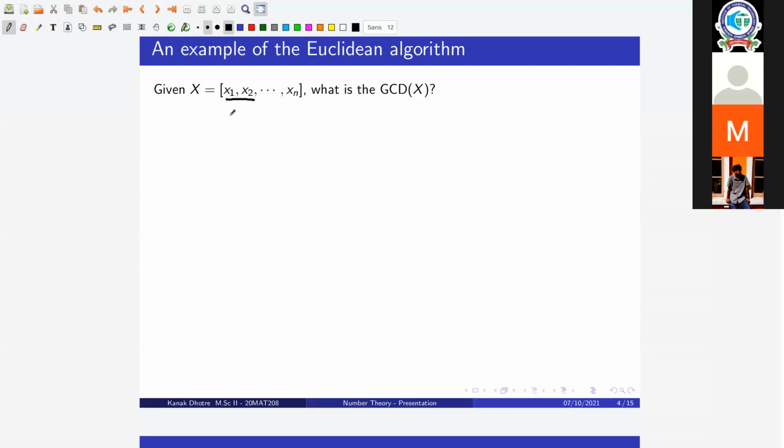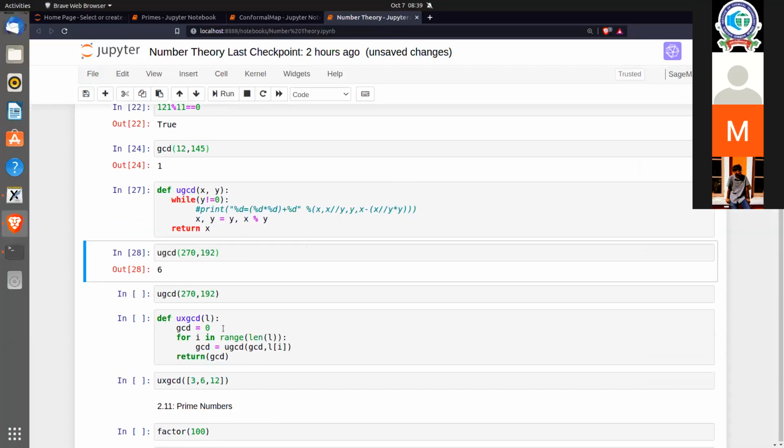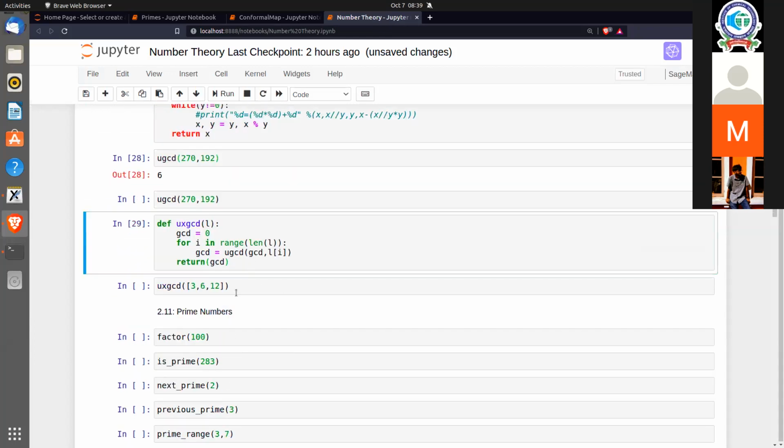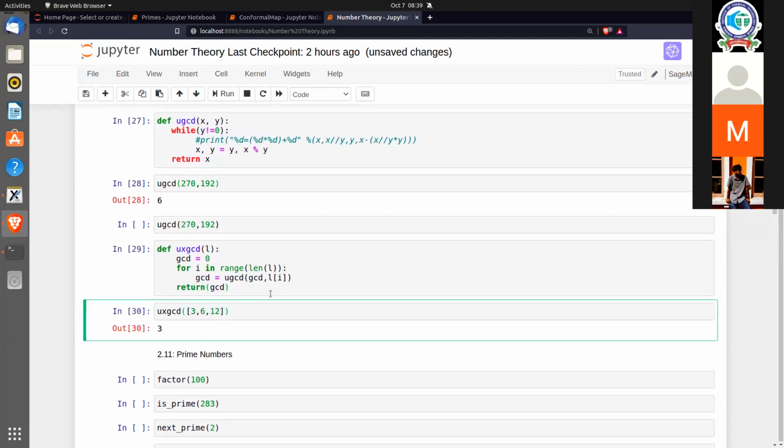I'll take the first two elements of my list, compute their GCD, then the GCD of that with x3 and so on and so forth till xn. So I'm essentially extending this function that we defined here recursively. So yeah, this is the user-defined extended GCD. That is why the name.